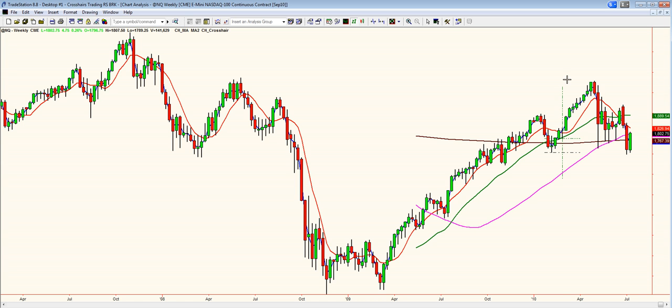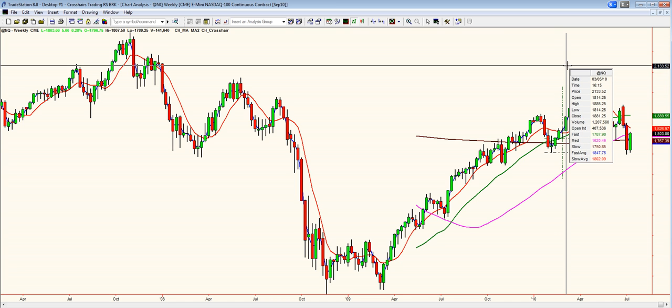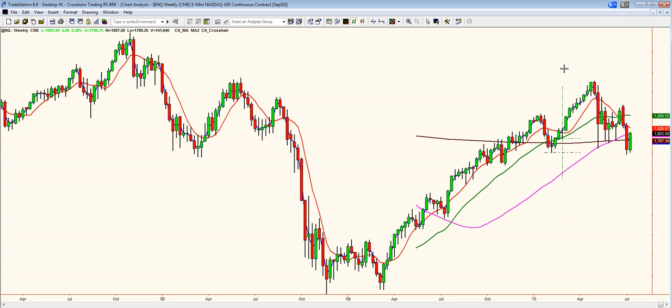For instance, in March of this year, late February to early March, there was a crosshair that fired here that gave me and Crosshairs traders the signal that the market was most likely going to go up for several weeks, which it did. Of course, now it has dropped back.